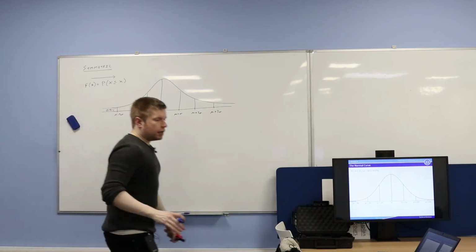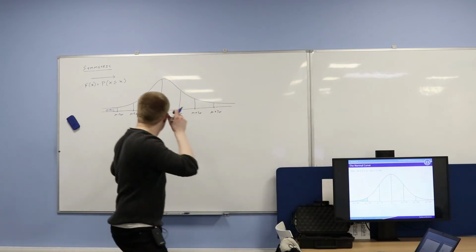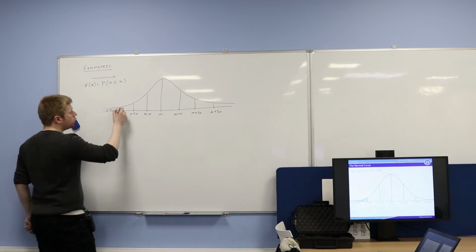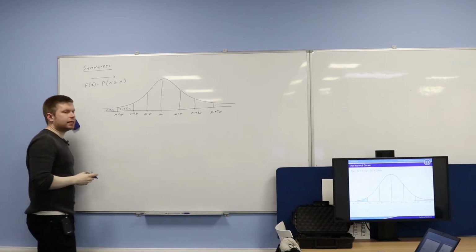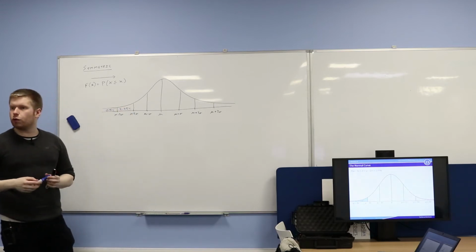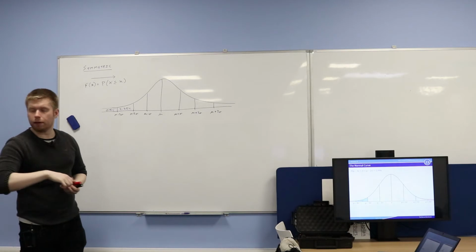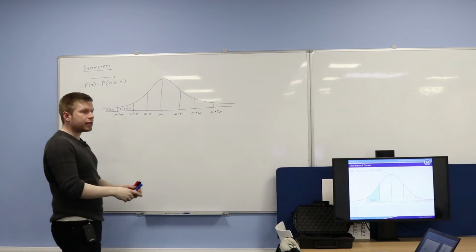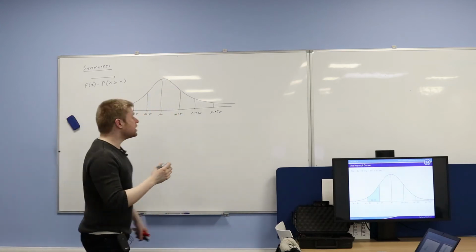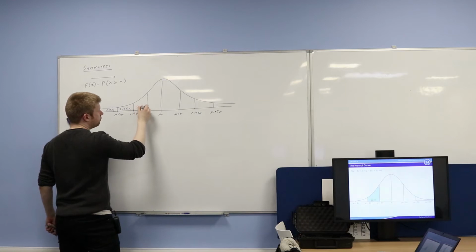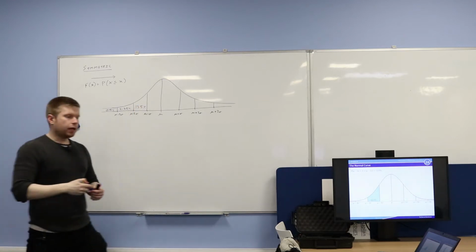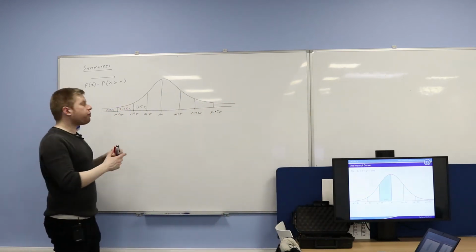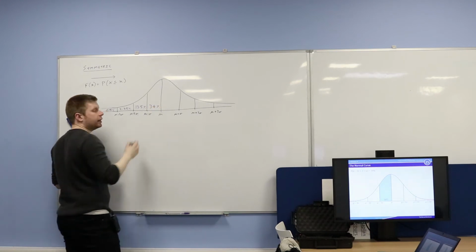Then if I look at my next region, between 3 standard deviations and 2 standard deviations below the mean, I know it should be about 2.35% of my data. If I look at the percentage of my data between 2 standard deviations and 1 standard deviation below the mean, I know it should be about 13.5%. Between 1 standard deviation below the mean and the mean itself, I know that 34% of my data should lie in this region.